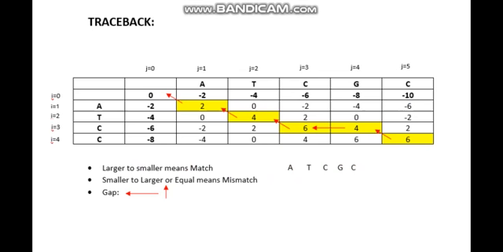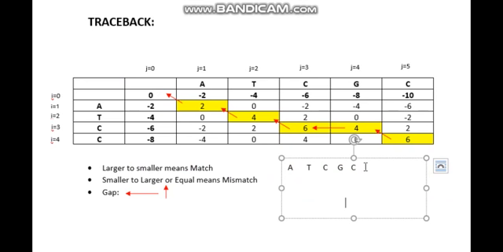Alright, so now for the traceback. What we're basically going to do is move from the bottom right corner to the top left corner, and I've removed all the extra arrows to avoid confusion, and I've traced out the optimal path for the optimal alignment.